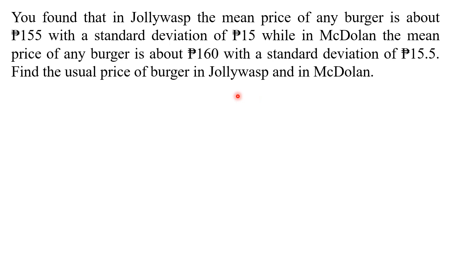So another one is, you found that in Jolly Wasp, the mean price of any burger is 155 pesos with a standard deviation of 15. While in McDonald's, the mean price of any burger is 160 pesos with a standard deviation of 15.5 pesos. So, find the usual price of burger in Jolly Wasp and in McDonald's. How are we going to do this, class? We're going to convert these values into its usual values. So, again, what will be the mean value for Jolly Wasp and the standard deviation? So, we can apply this one.